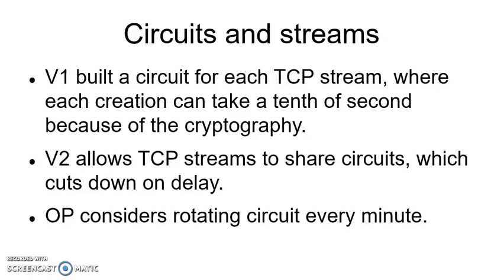Version 1 built a circuit for each TCP stream, where each creation can take 1/10 of a second because of the cryptography involved. Version 2 sped things up by allowing TCP streams to share circuits, which cuts down on the delay. The onion proxy considers rotating a circuit every minute.